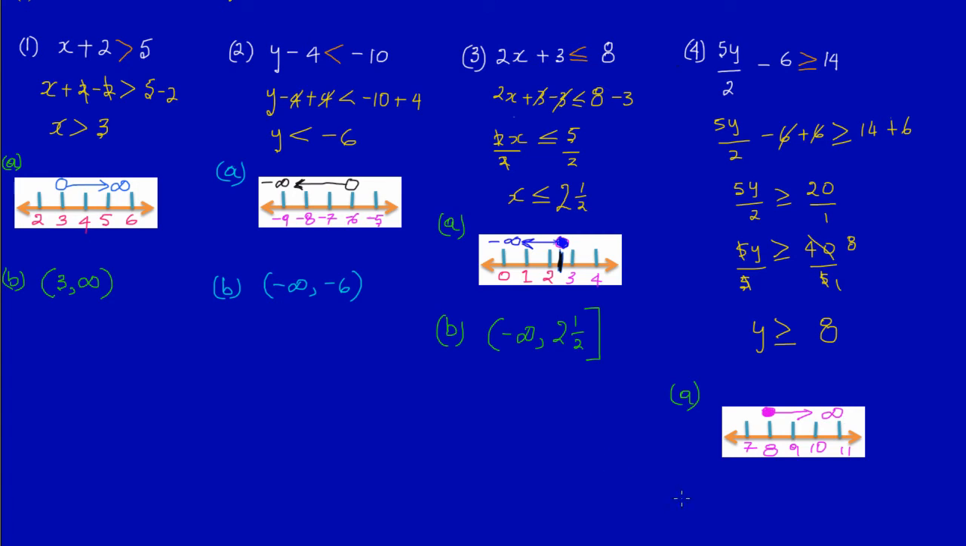So now part B, I must write it in interval notation. Since it's greater than or equal to and 8 is included, I must have my square bracket here, and then I'm going to have my 8, comma, and I'm going up to positive infinity, so I must close with my parenthesis. And that is it. That's how we represent inequalities on a number line.